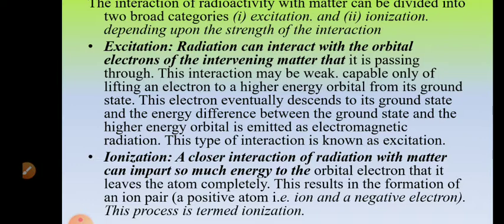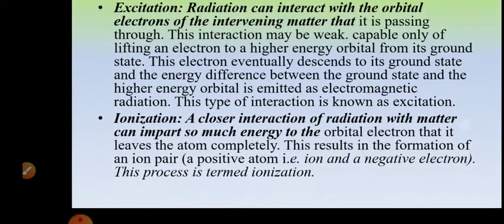So what do excitation radiations do? They excite the electrons from the ground state to a higher energy orbital. When the electron comes back to its ground state, it emits electromagnetic radiation equal to the energy difference between the ground state and the higher energy orbital. This type of interaction is called excitation.